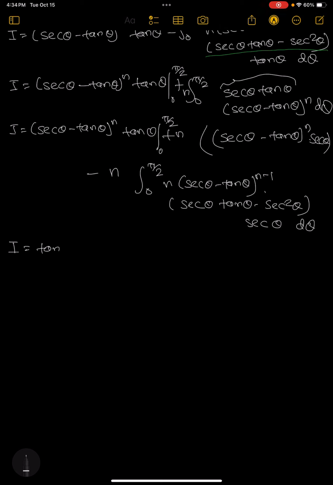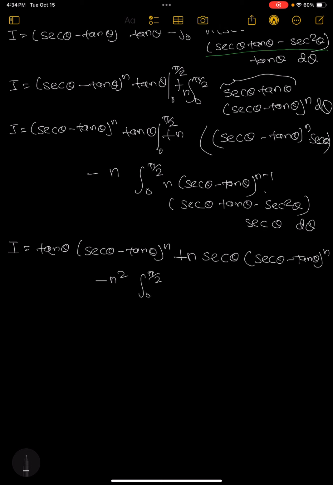So this is tan theta, right? And (sec theta minus tan theta) to the power n. This is from 0 to pi by 2, of course. And again, there is this plus n (sec theta minus tan theta) to the power n. This is also from 0 to pi by 2. And minus n square integral from 0 to pi by 2. Over here also, if I take minus sec theta common, I can make this plus and write sec square theta and (sec theta minus tan theta) to the power n d theta.